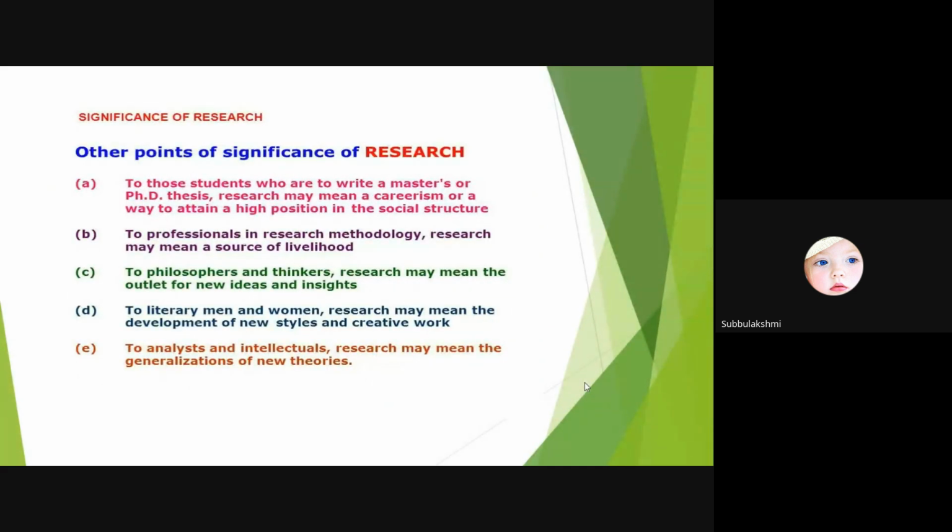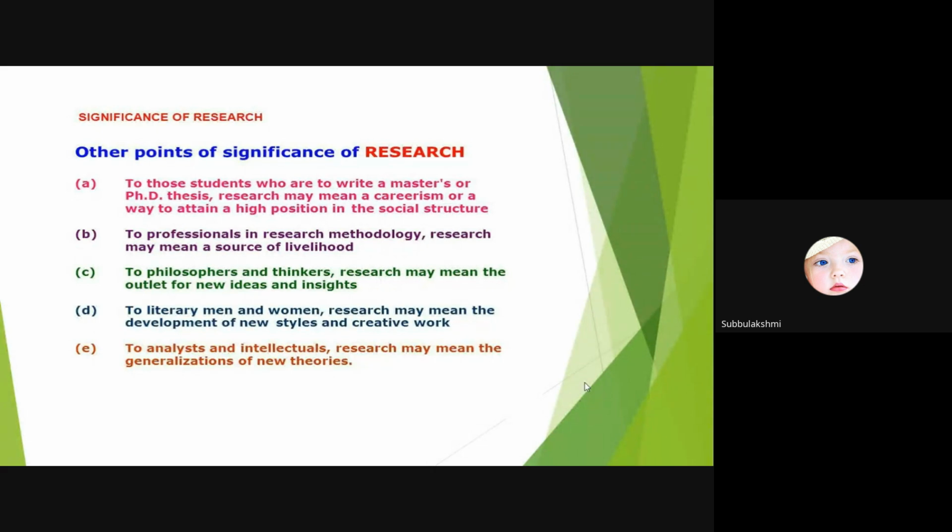And this is actually the term research, how it is being used by the various sects of people in a society. Okay, for example, look at the first one. According to a student, how does he or she view the word research? So according to them, they write a master's or a PhD thesis, and the research may be a careerism or way to attain high position in social structure. Yes, significance of the research.